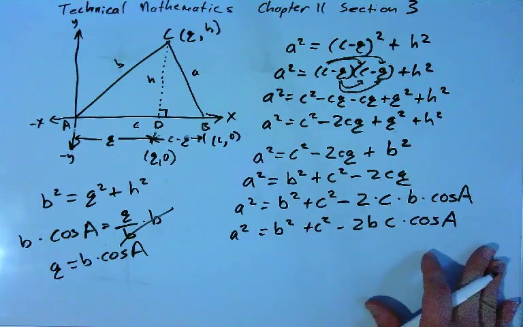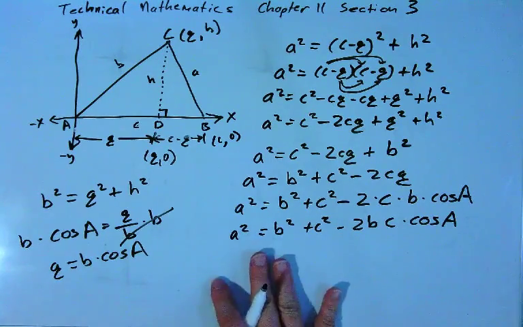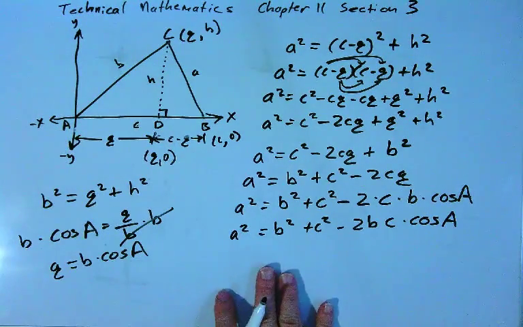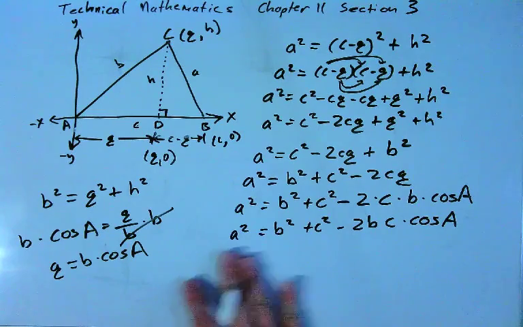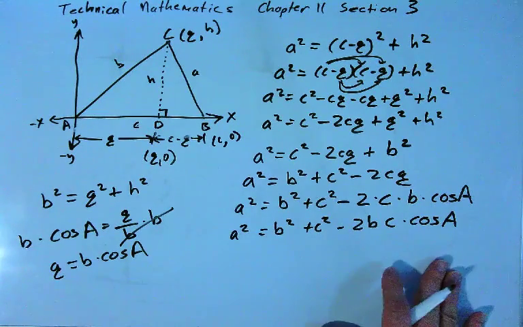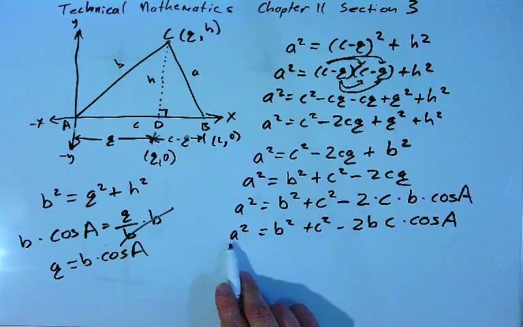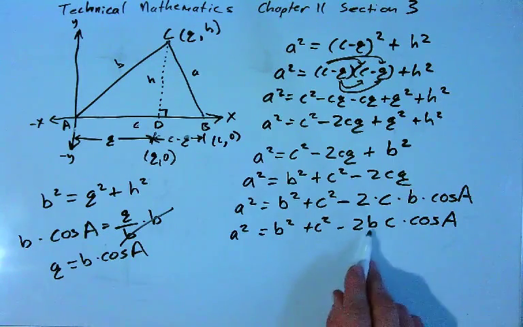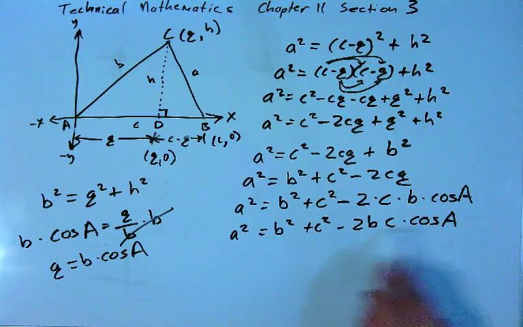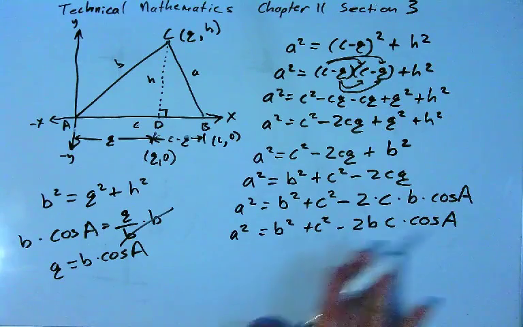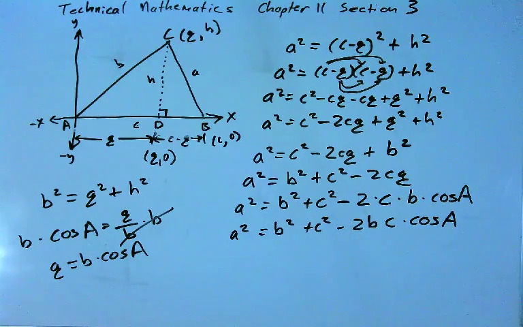Okay, and so now I have a formula that deals with a triangle that is not necessarily a right triangle, where all of the variables in the formula are lengths of sides like A, B, and C, or angles of the triangle like A. Okay, and this is the law of cosines. We've derived the law of cosines.